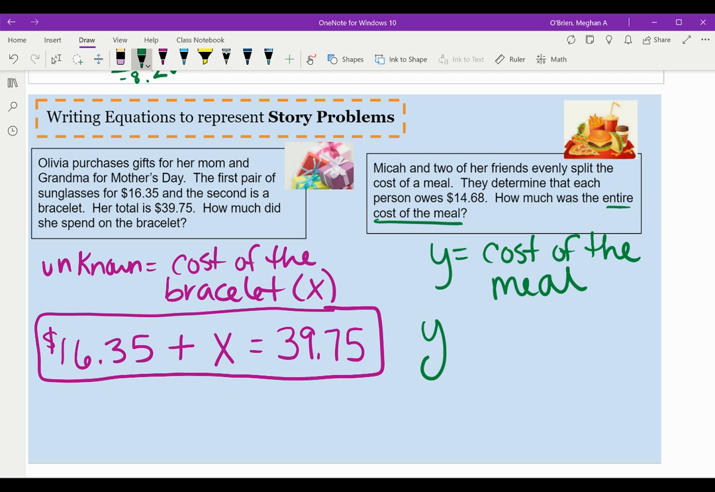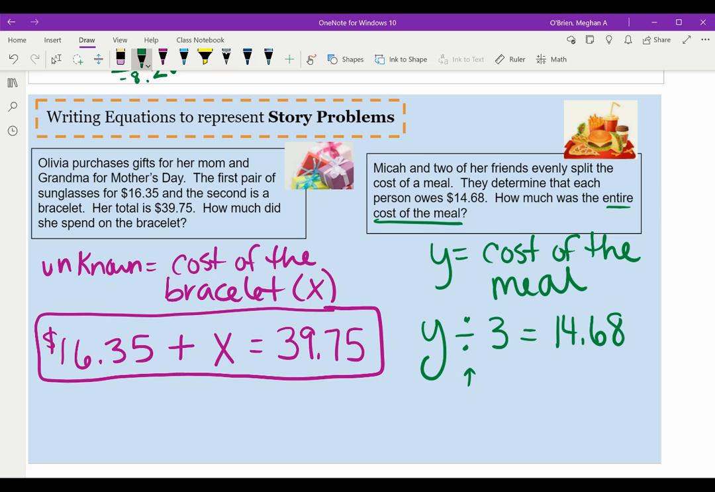Well, each person owes $14.68. But if the cost was evenly shared among 3 people, that's division, right? We're going to take the cost, we're going to divide it among 3 of us, and we know that that equals $14.68 for each of us. So, how do you work backwards to figure out what it started as? Right, we have to multiply. And again, going back to the steps, do you see how this is division? To unravel that, we use multiplication.